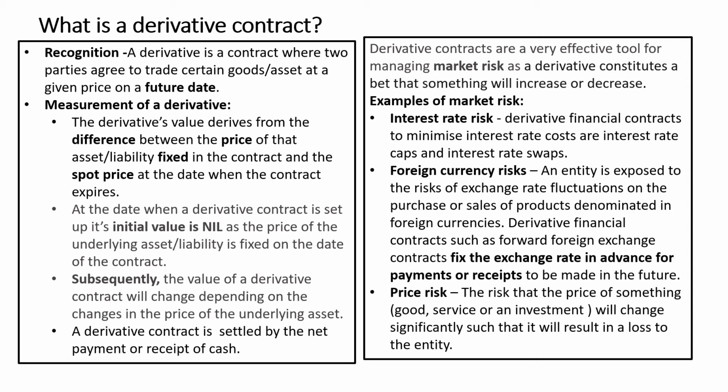Finally, price risk. The risk that the price of something, it can be a good or a service or an investment, will change significantly such that it will result in a loss to the entity. So the entity enters into a derivative contract again to fix the price that will be settled on a future date.